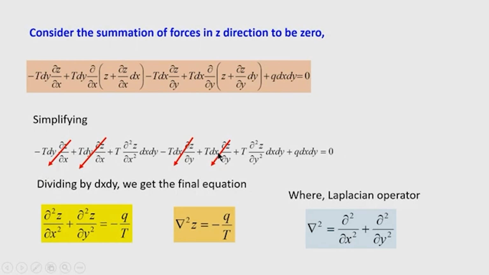So then divide both sides by dx dy, you can see dx dy are common in all the terms here, whatever terms are left, and then dividing we get the final equation: del square z by del x square plus del square z by del y square equal to minus q by T.